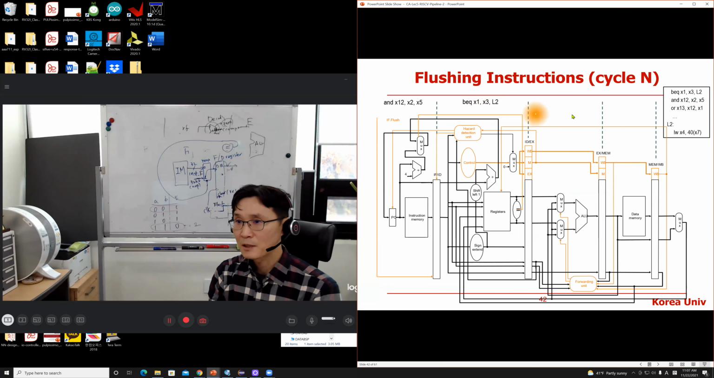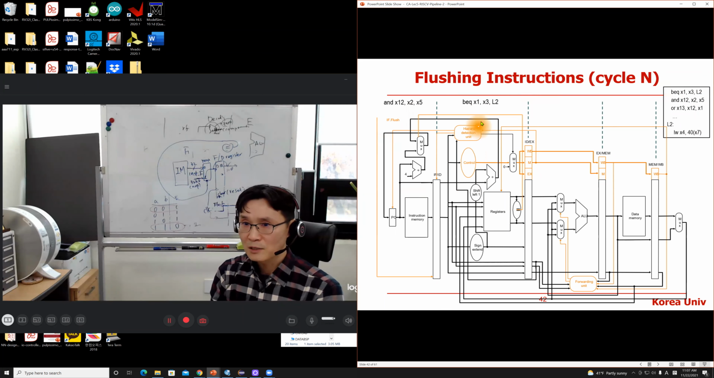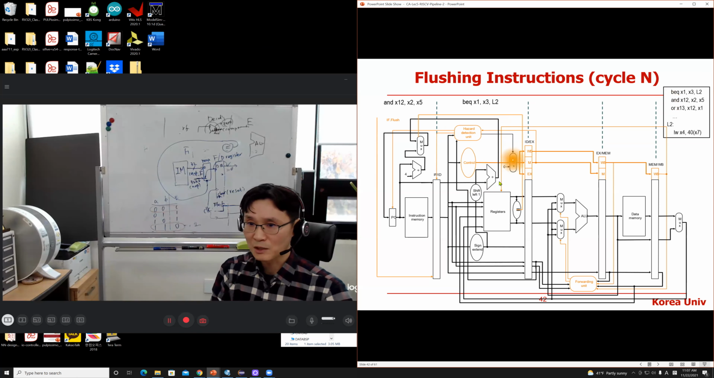So, some animation. Assuming the CPU is executing these instructions, and also we assume the branch is taken, BEQ is taken. So this is the status of the pipeline. In the decoding stage you have BEQ, and the fetch stage is reading the next instruction. Then what should happen next clock cycle? We assume the branch is resolved in the decoding stage in this PowerPoint.